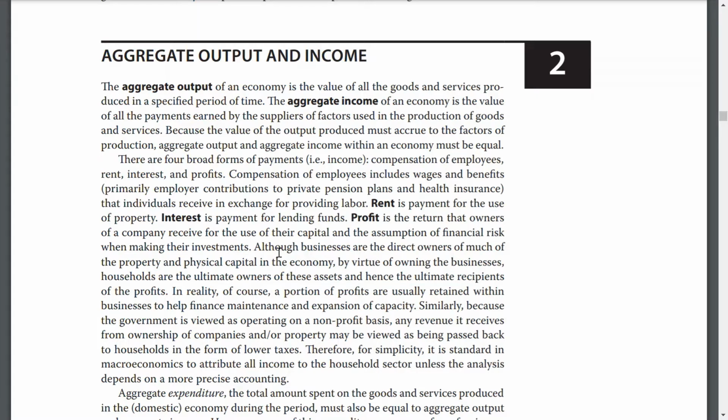Because the value of output produced must be paid to the factors of production, aggregate output and aggregate income within an economy must be equal. There are four broad forms of payments, i.e. incomes: compensation of employees, rent, interest, and profit. Compensation of employees includes wages and benefits, primarily employer contributions to private pension plans and health insurance, that an individual receives in exchange for providing labor. Rent is payment for the use of property. Interest is payment for lending funds.